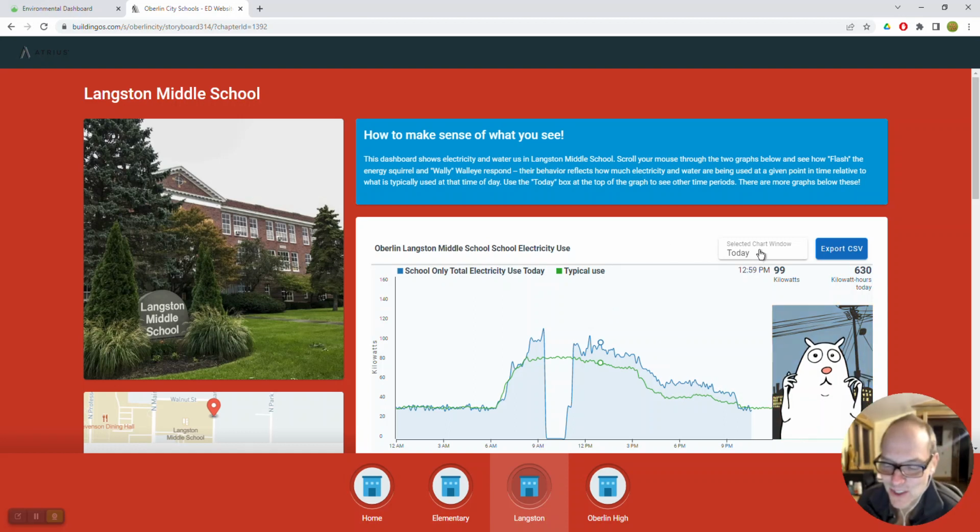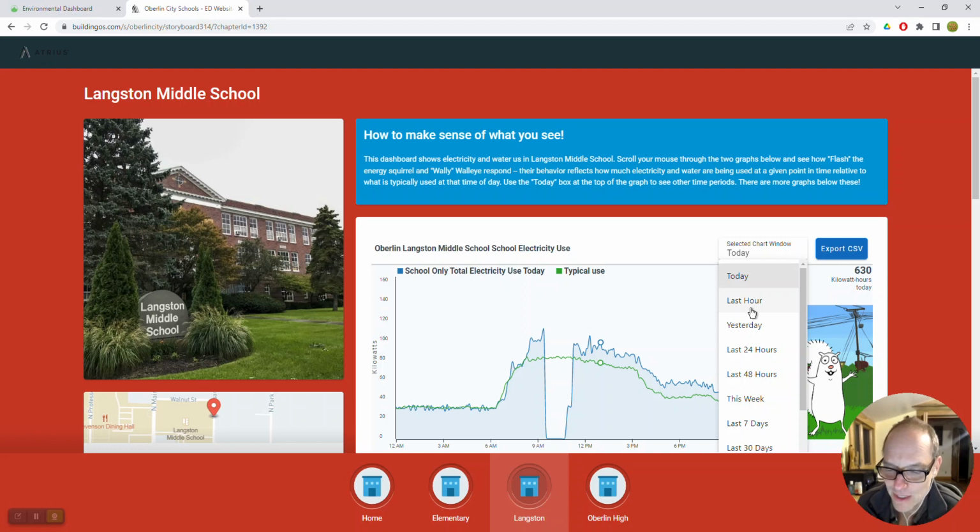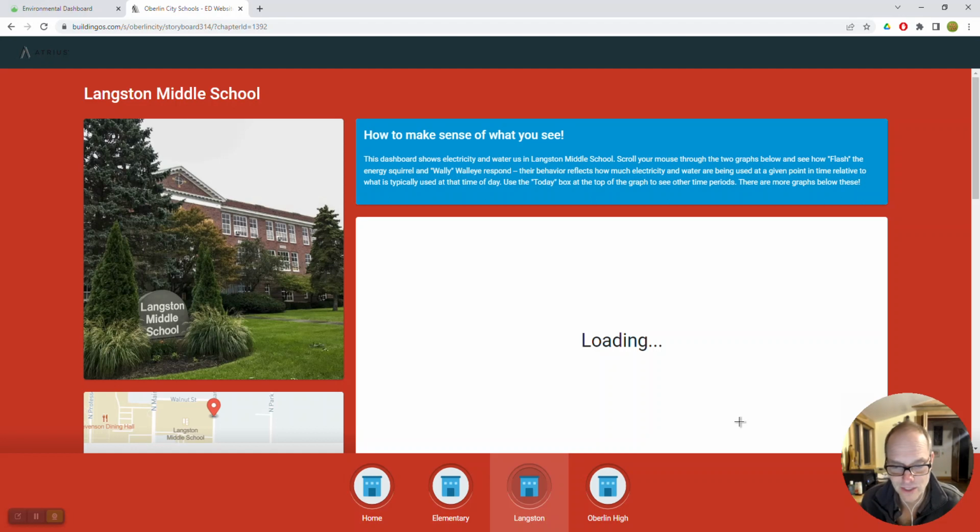This little controller up here actually lets you look at data over different time scales. So this is today, but if you want to get real fine, you can look at last hour, and that's going to have minute-by-minute data if you want to turn appliances on and off and see what it does. But you could look at yesterday, you could look at this whole week, you could look at the last 7 days. I'll just click that just so you get a sense of how these other graphs work.